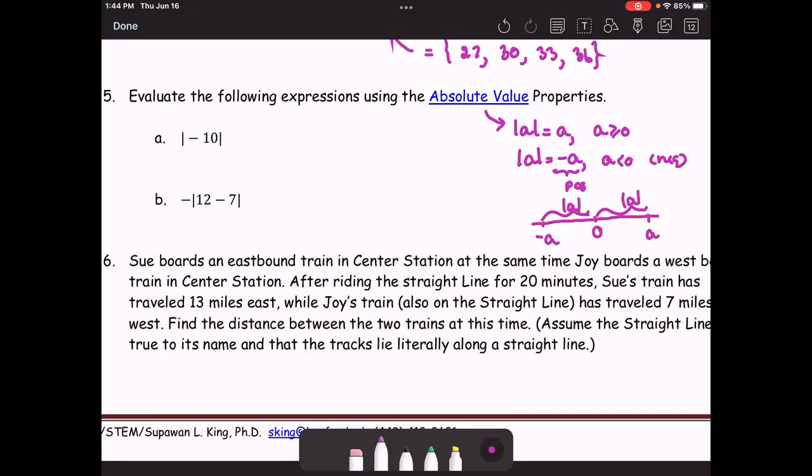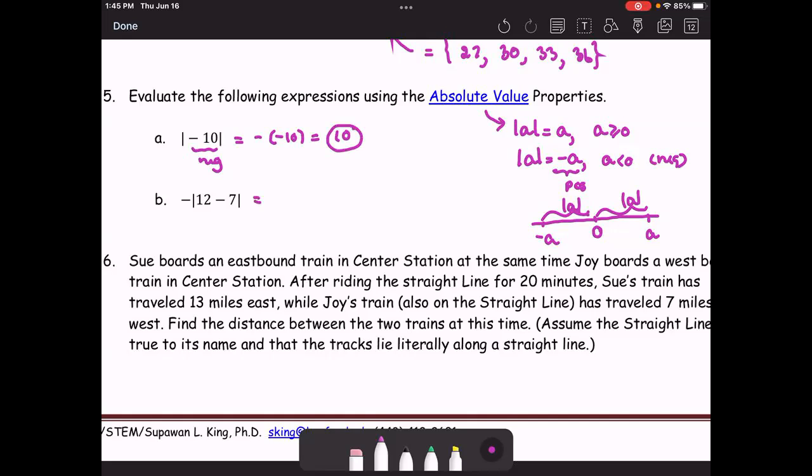In part A, we are going to evaluate the absolute value of negative 10. Negative 10 is a negative number, so the absolute value of a negative number is a positive number, or the opposite of what we have. So the answer is just 10.